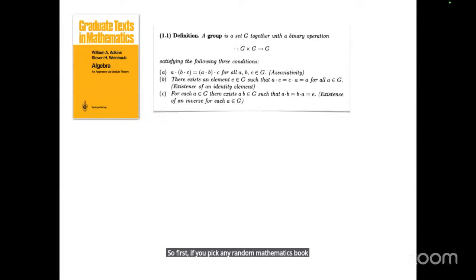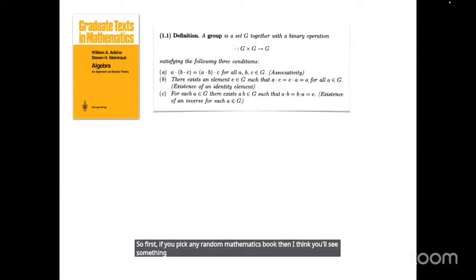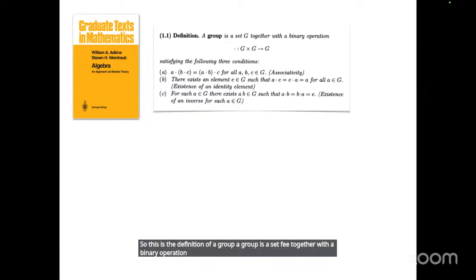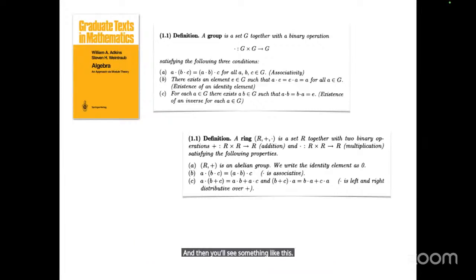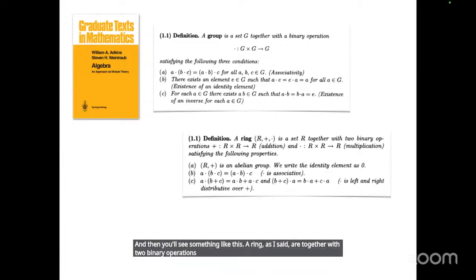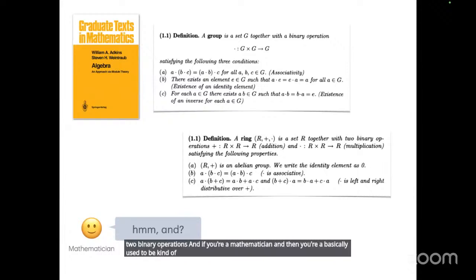First, if you pick any random mathematics book, then I think you'll see statements like these. This is the definition of a group. You say a group is a set G together with a binary operation satisfying the following. And then you'll see something like this: a ring is a set R together with two binary operations. And if you're a mathematician, then you're basically used to these kinds of statements. These are just the starting point of the argument.